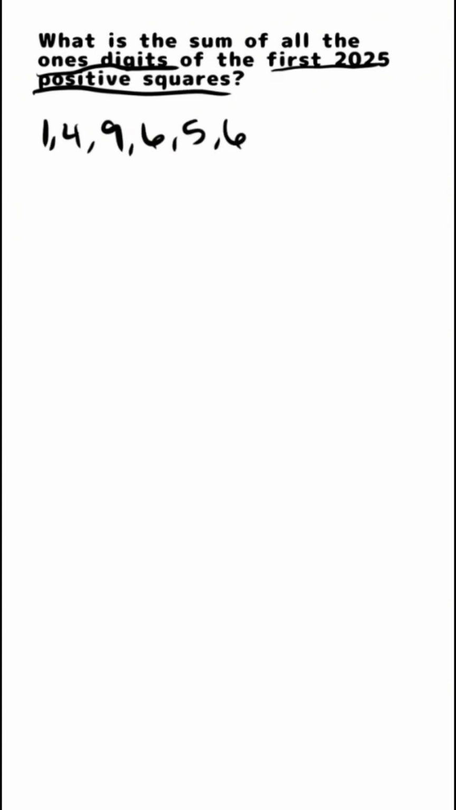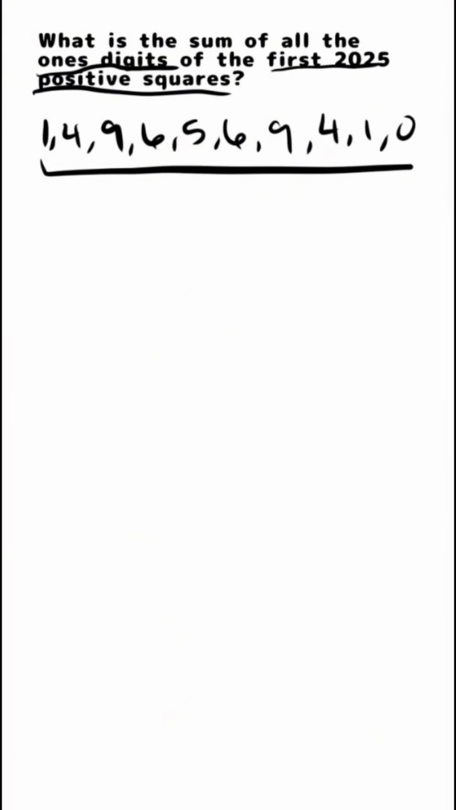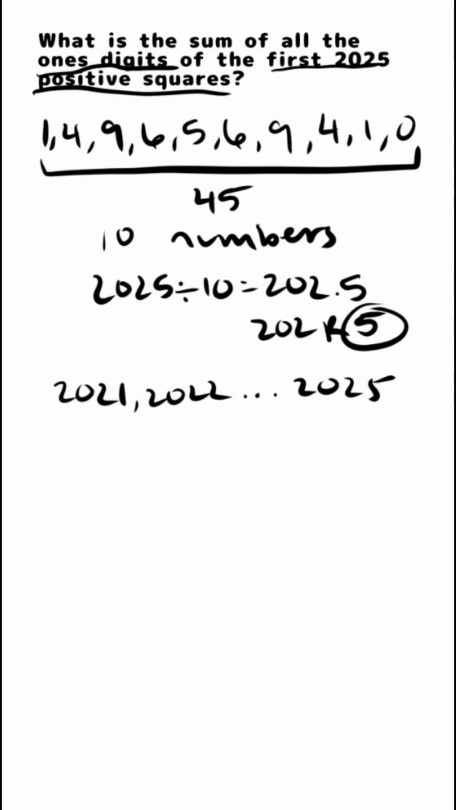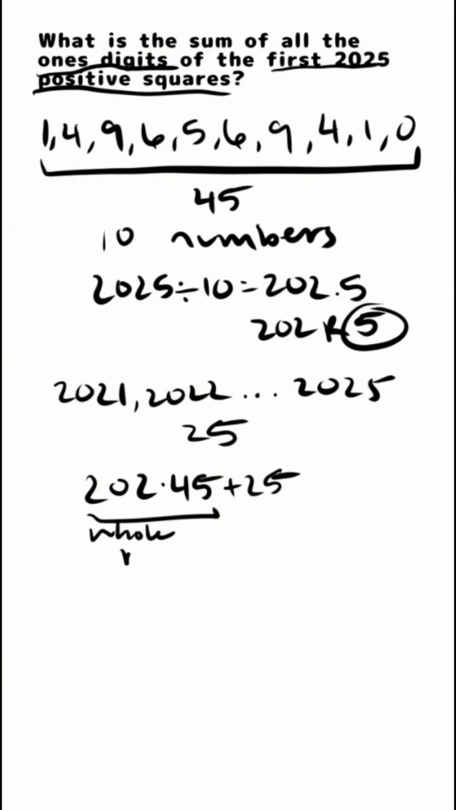Problem 3. What is the sum of all the ones digits of the first 2025 positive squares? We can notice that the ones digits of the squares go 1, 4, 9, 6, 5, 6, 9, 4, 1, 0. This pattern sums to 45, but since there are 10 numbers in this pattern and 2025 isn't divisible by 10, there are 5 extra numbers, aka the remainder, namely 2021 squared, 2022 squared, all the way up to 2025 squared. The sum of the ones digits of these squares is 25, aka the sum of the first 5 numbers of the pattern. But then there are still 202 complete periods with a sum of 45, so our answer is 202 times 45 plus 25, which is 9115.